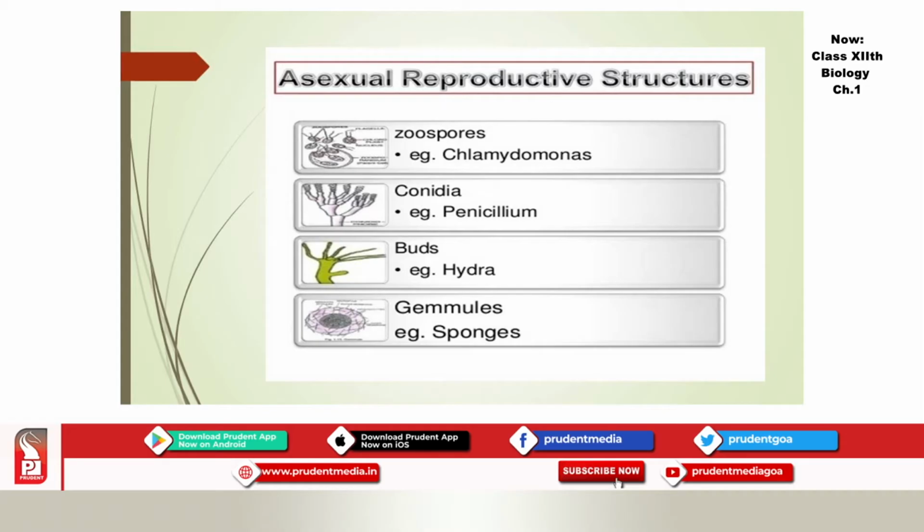You have bud formation, budding, in Hydra. And you have gemmule formation. Now what are gemmules? Gemmules are asexual reproductive structures seen in the group of animals known as sponges. Sponges are the primitive or the simplest known animals. They are marine forms, they are sedentary in lifestyle, and these reproduce asexually and sexually as well.